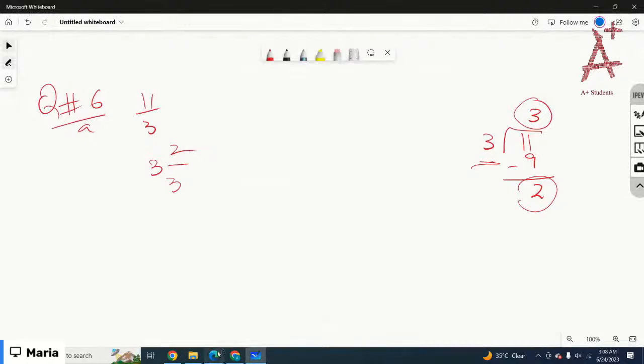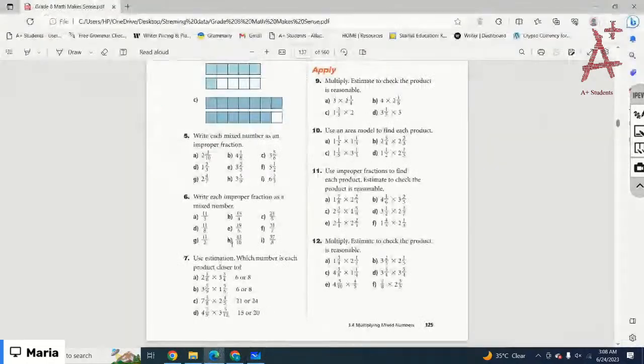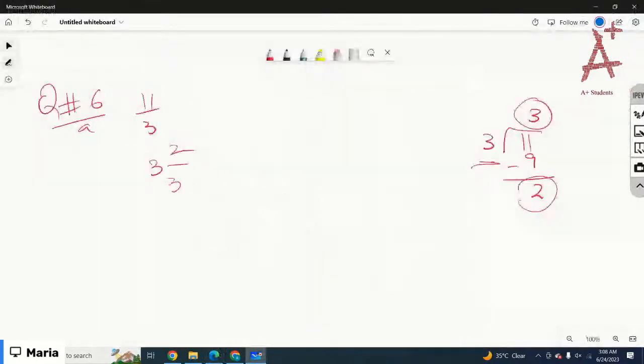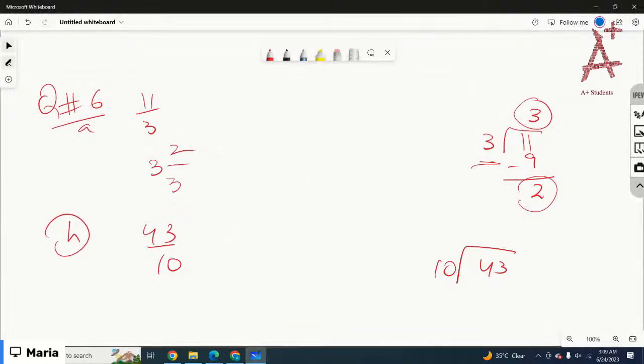Let's do another one from the same question. The h part, 43 over 10. Divide the numerator by the denominator. You have to count 10 times until 43. 10 times 4 is 40, and you are left with 3. So this is the whole number, 4 whole 3 over 10. The correct option is 4 whole 3 over 10.